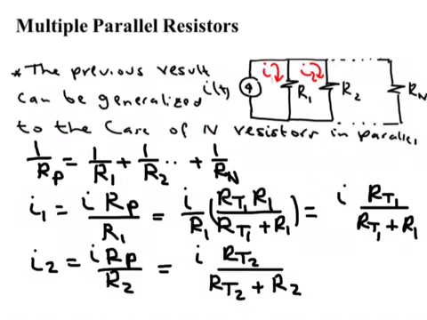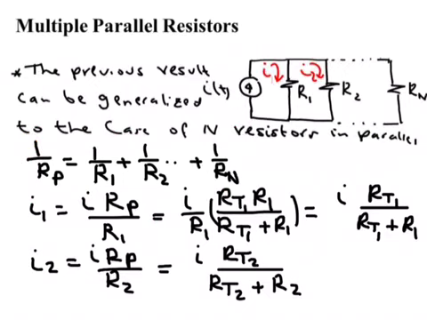Okay, what will happen if we have multiple resistors in parallel? Well, the same approach can be generalized. You're going to say that this current I is equal to I1 plus I2 plus I3 up to IN. But what is I1? It is the voltage V divided by R1. What is I2? The voltage V divided by R2, and so on. And when you do that, you'll be able to show that all these resistances in parallel can be replaced by one equivalent parallel resistance whose value is given by this expression. And this is a generalization of the two resistor case.